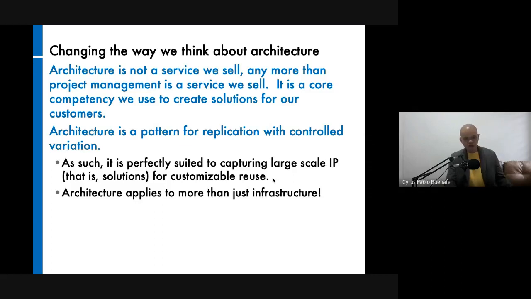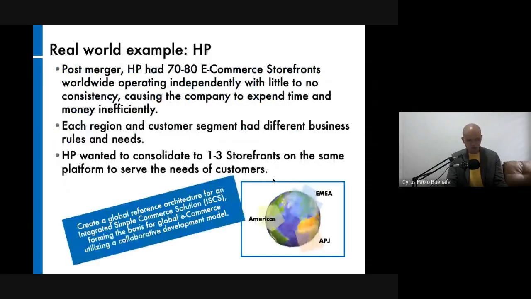Now here's a real-world example. So in the case of Hewlett-Packard, after the merger of HP and Compaq, Hewlett-Packard had 70 to 80 e-commerce storefronts worldwide, operating independently with little or no consistency. And this causes the company to expend time and money inefficiently because there could be some need to coordinate across these storefronts.